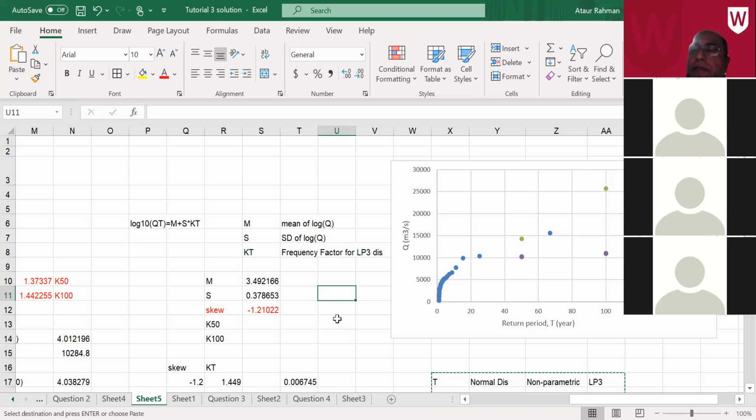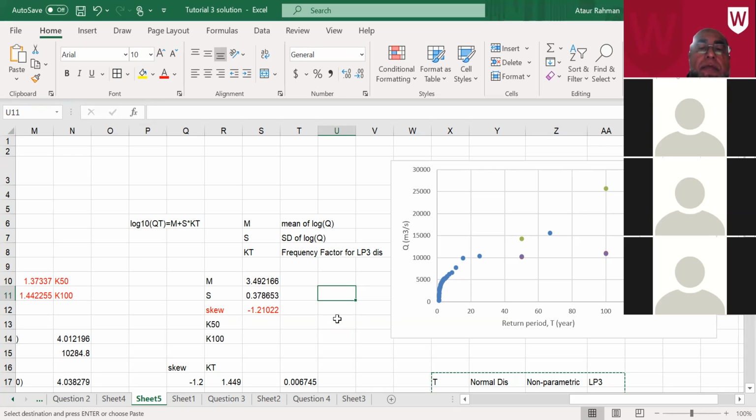Any other question? I think that was a good question, about why we cannot use the normal distribution. If your skewness becomes 0, then you can use the normal distribution. But in that case, you have converted the data into log, so that means you are using the log normal distribution.